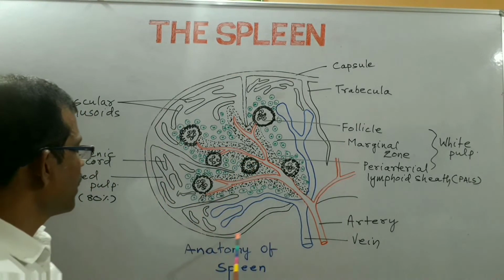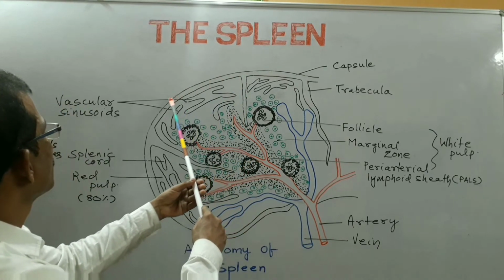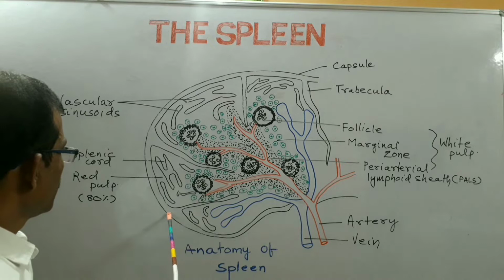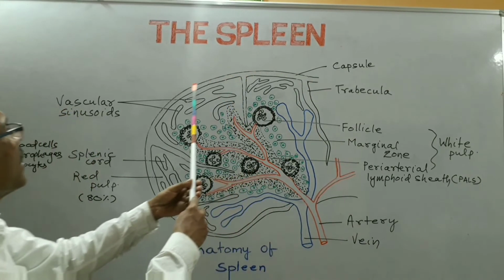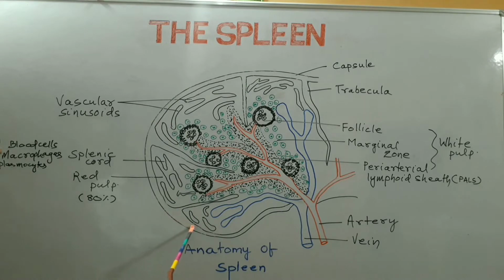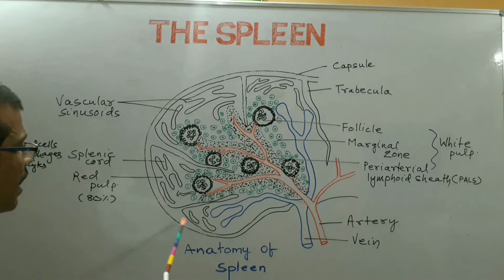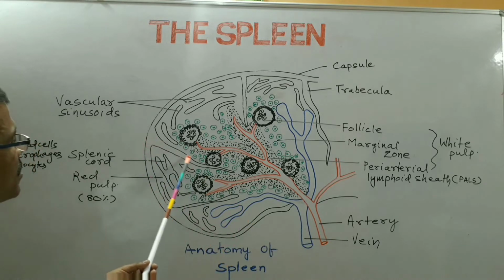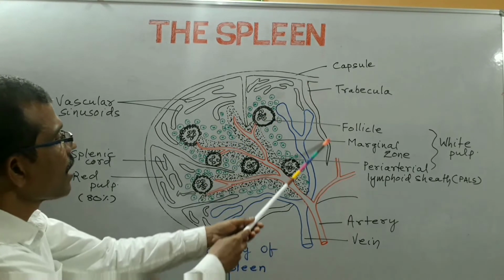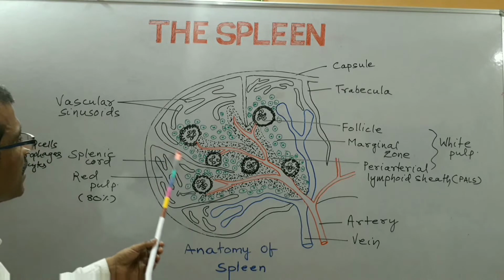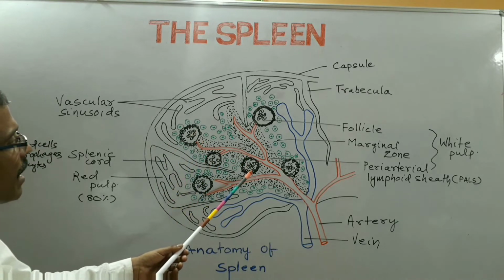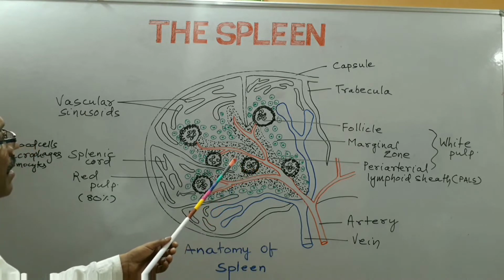The capsule covers the spleen and it consists of dense irregular fibroelastic connective tissue. This connective tissue contains contractile cells known as myofibroblasts. The contractile activity of these cells helps the spleen to discharge stored blood into the circulation whenever necessary. In addition to this, the capsule also allows the spleen to increase its size whenever necessary. The capsule gives rise to a number of septa. These septa are known as trabeculae. These trabeculae penetrate into the parenchyma of the spleen and partly divide the tissue.